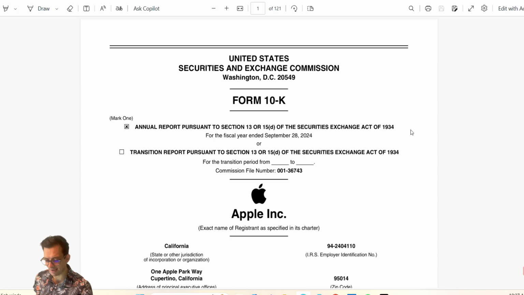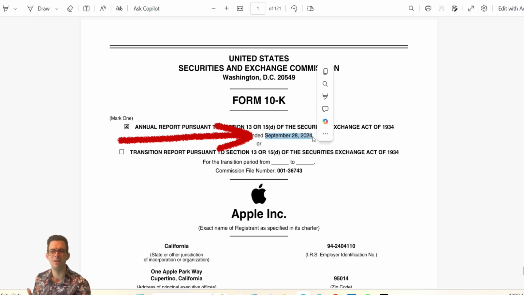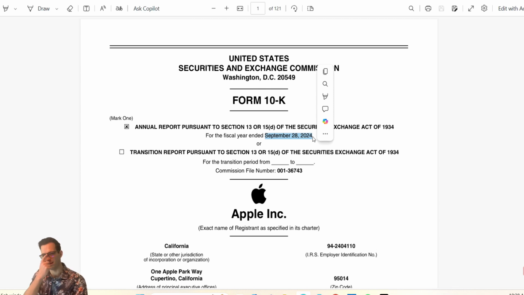It is their 10K. We see here at the top that this is an annual report. So we know annual meaning a year. We're looking at their yearly report here. And it is as of September 28th, 2024, meaning that their income statement is going to be wrapping around for 1 year up to the point of September 28th. And their balance sheet is also going to be as of September 28th.